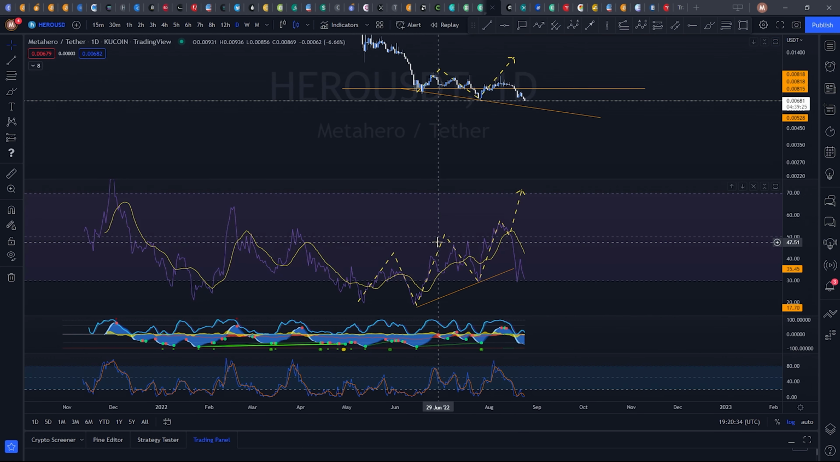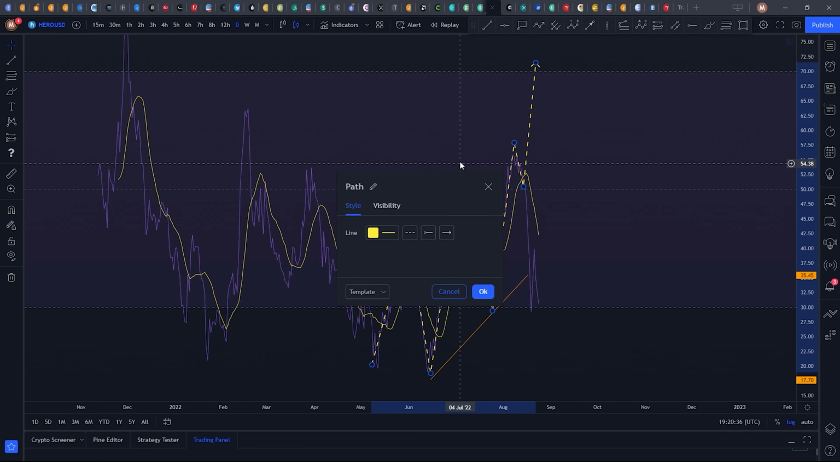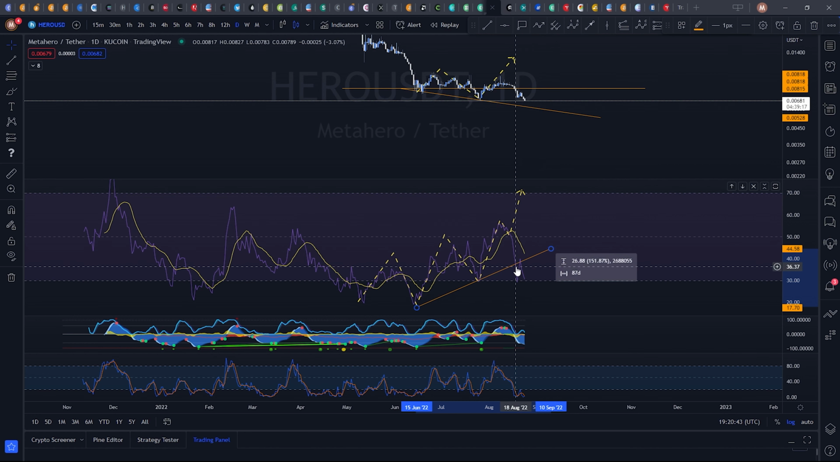It did have bullish divergence too, but I guess its bullish divergence didn't give it that much. You see it right there? It broke its bullish divergence right here. So you got the signal to get out. And then if you ate it, you're down here. Meta Hero is going to go deeper. I wouldn't touch this.